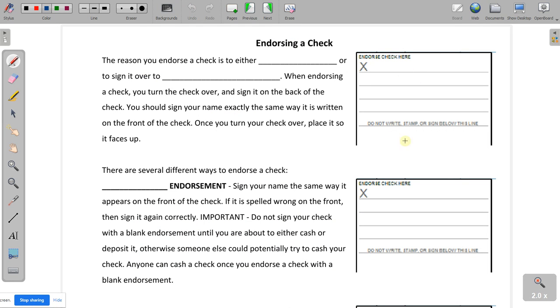The back of the check looks just like this. And there's a reason why it has an X. Usually when you see an X, that means you need to sign. So here you are to endorse your check. So the reason why you endorse a check is to either deposit your check or cash it, or to sign it over to someone else.